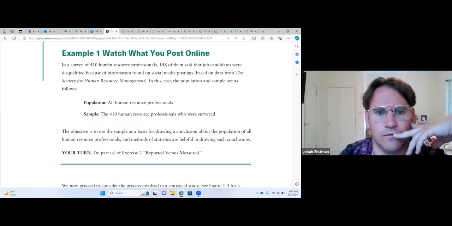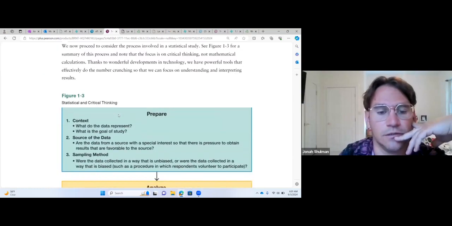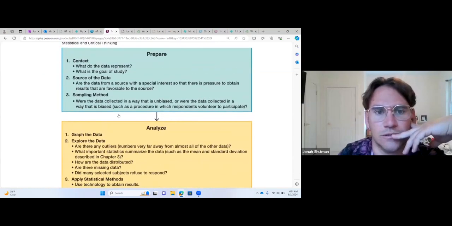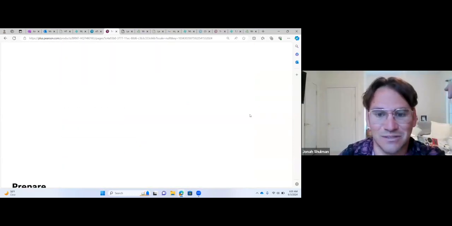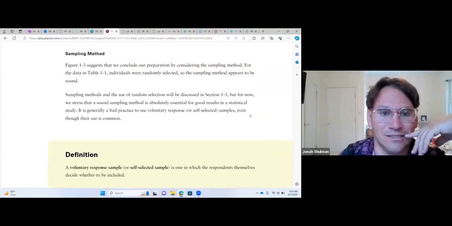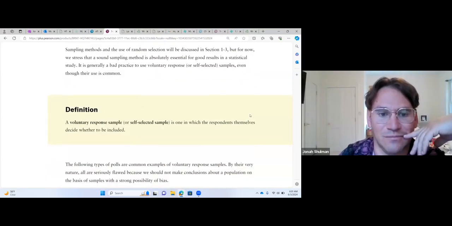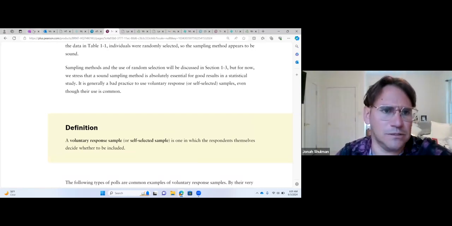These questions happen a lot. So they ask 410 human resource professionals. The population is all of them. The sample is just the 410. This is stuff about preparing the data, analyzing the data. Obviously, you can read these more in depth. Source of data. Okay, sampling method is stuff that people seem to mess up. So that could be a good place to start.